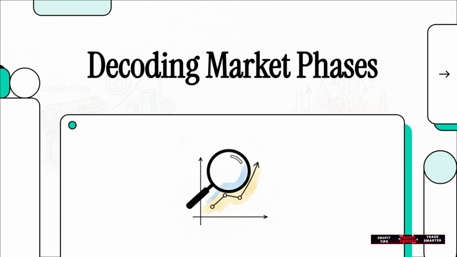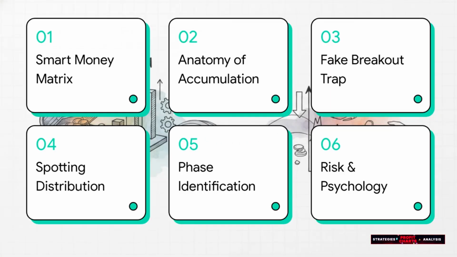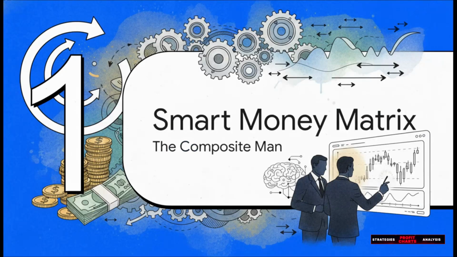accumulation and distribution. Okay, real quick, here's our roadmap. We're going to cover the smart money matrix, break down the anatomy of accumulation, look at the fake breakout trap, map out distribution phases, dive into indicators, and finally, wrap up with risk and trading psychology. Let's get to it. Section 1, the smart money matrix.